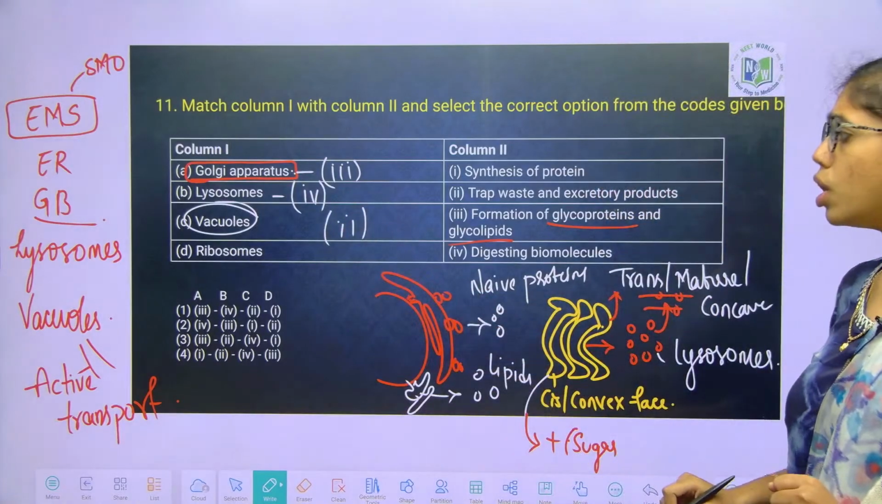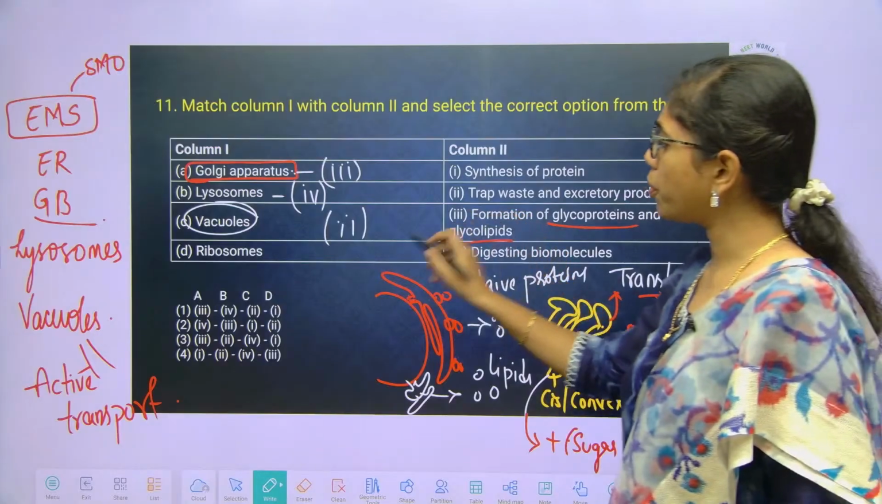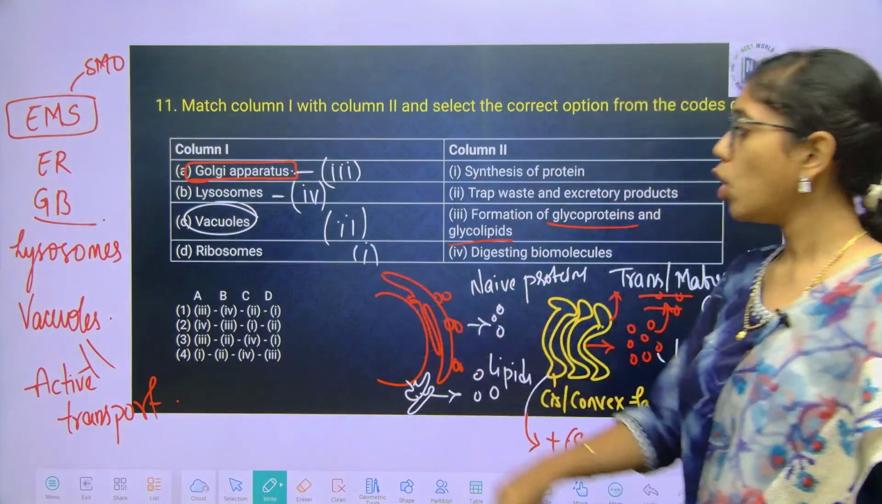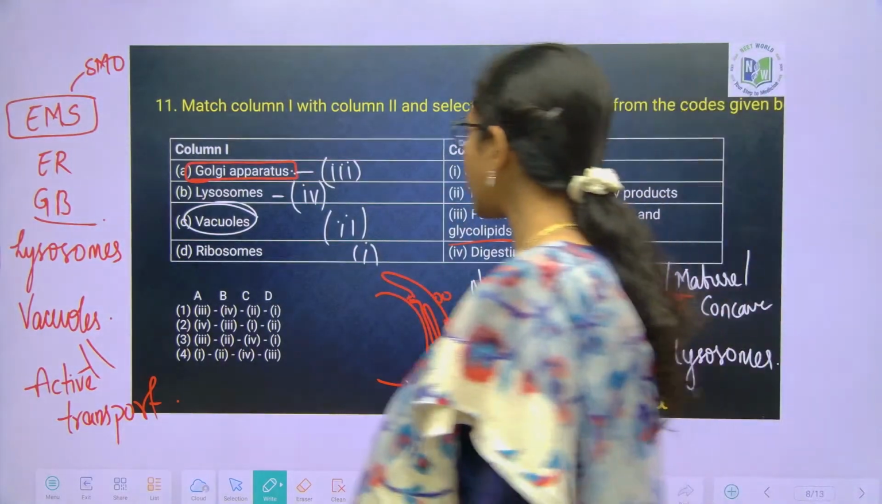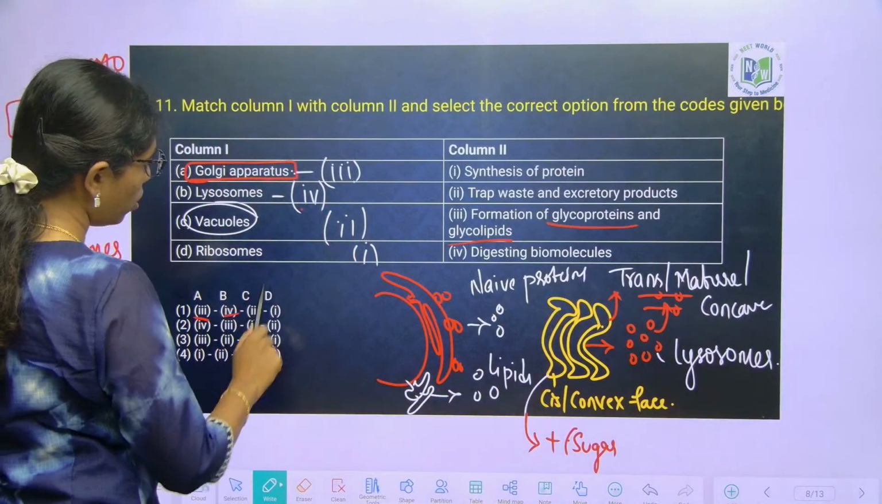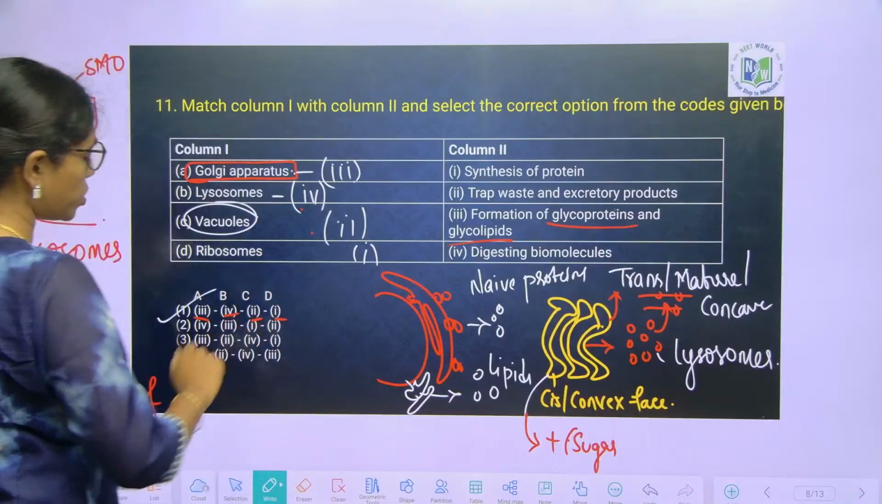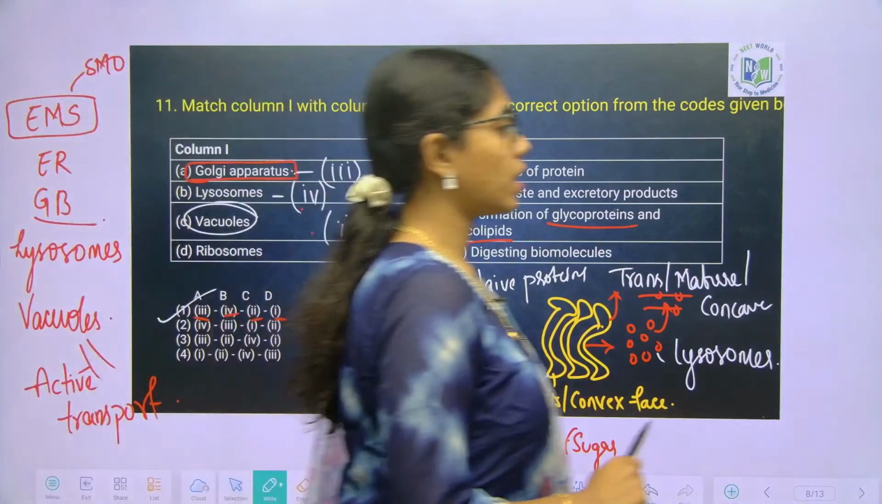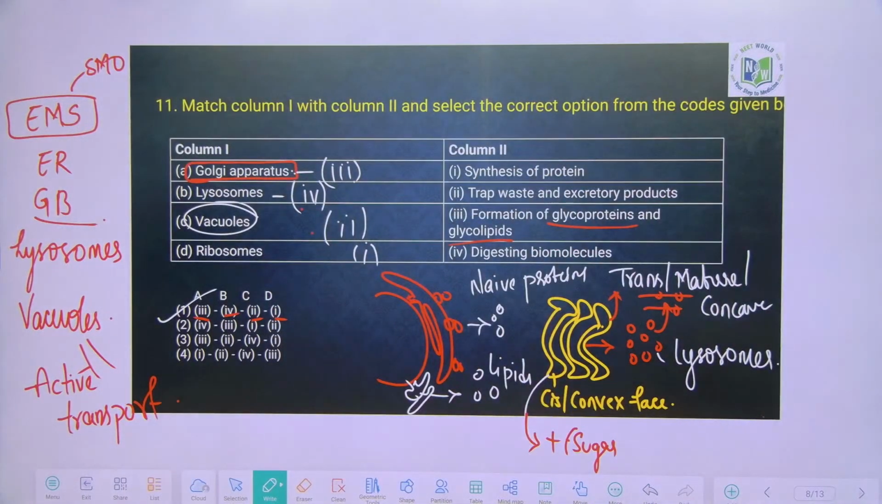Next, ribosomes, non-membrane bound organelles. This is purely involved in the synthesis of proteins. So what is the right answer over here? A3, B4, C2 and D1. Option 1 will be the right answer. Clear, right? Next.